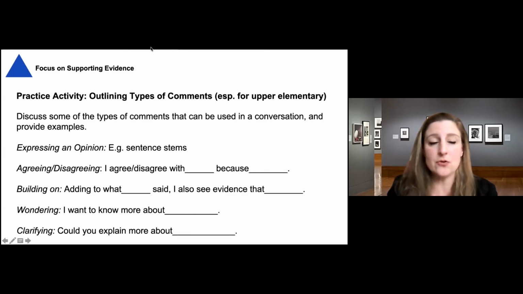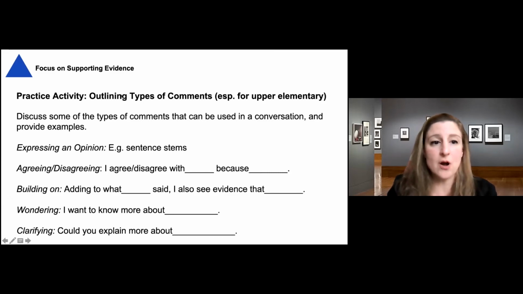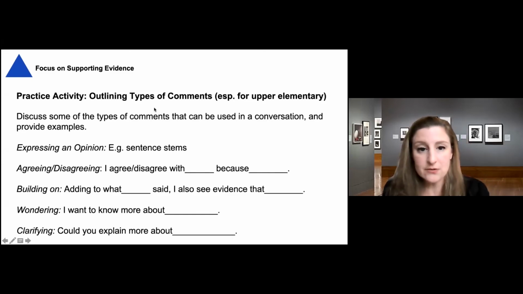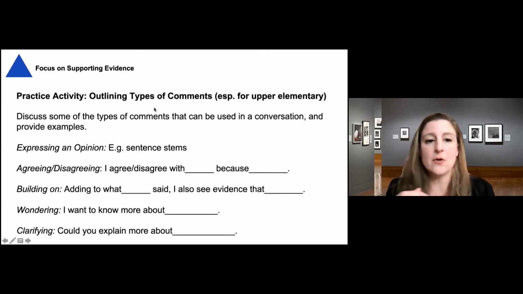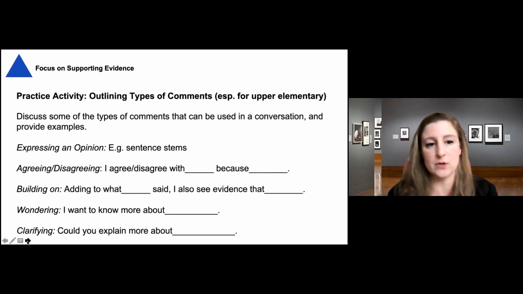The other thing you can do to build a culture of discussion that focuses on supporting evidence is to talk about different kinds of comments that somebody might use in a conversation. Comments that express an opinion, comments that are agreeing or disagreeing, comments that build on what somebody else has already said, wondering comments, clarifying comments. So that also can help student participation because it helps them to think about what are the kinds of things I could be saying about this work of art. And for each of these, you can practice them with your class.